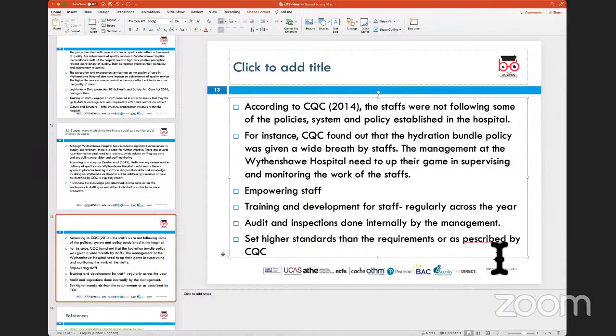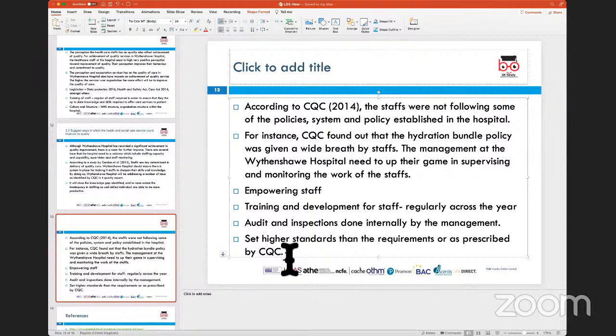Now, if the standard prescribed by CQC is, for example, 1 nurse per 5 patients, and the hospital is trying to maintain higher standards, they could say we could have a ratio of 1:4 rather than 1:5 which has been prescribed, or even a ratio of 1:3 instead of the prescribed 1:5.